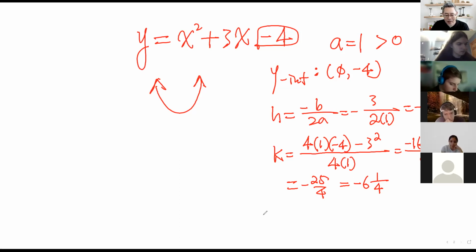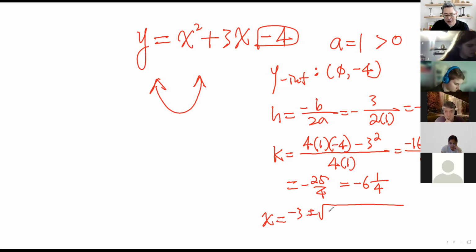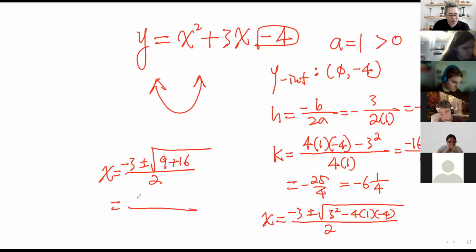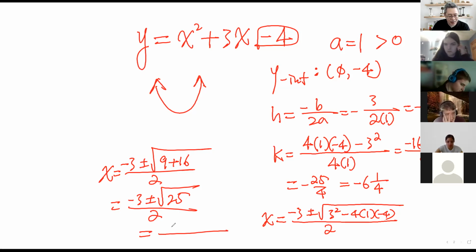Then we need to figure out the x-intercept, which is x equal to negative b, which is 3, plus minus the square root of 3 squared minus 4, our a is 1, our c is negative 4, over 2a, 2. So now we got, just write down here, negative 3 plus minus 9 plus 16 over 2, is negative 3 plus minus 25 over 2, just like we did on the previous Masterworks week's homework. And that is 5 over 2.